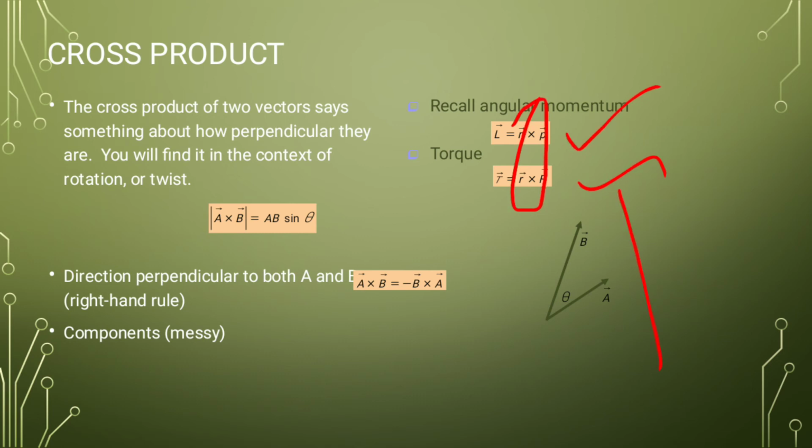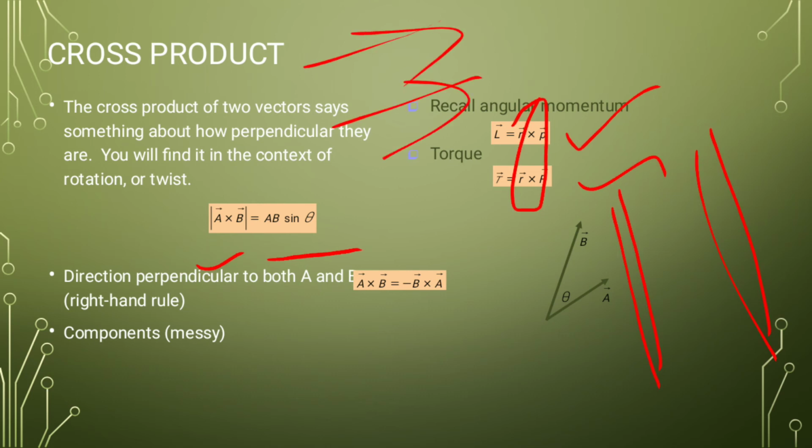The cross product can be solved by the determinant form. So A cross B vector is equal to AB sin theta. Generally, the cross product of two vectors says how perpendicular they are. Dot product says how parallel they are, but the cross product says how perpendicular those two vectors are. So the direction is perpendicular to A vector and B vector.